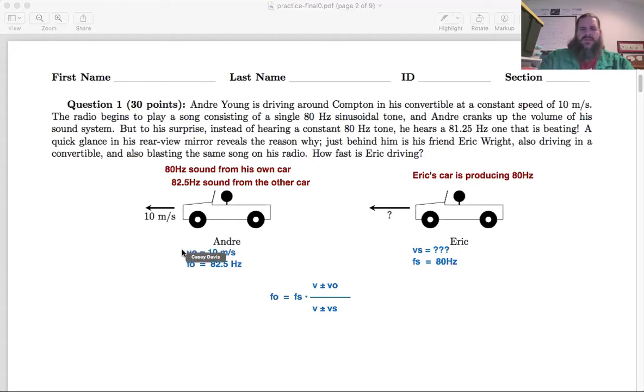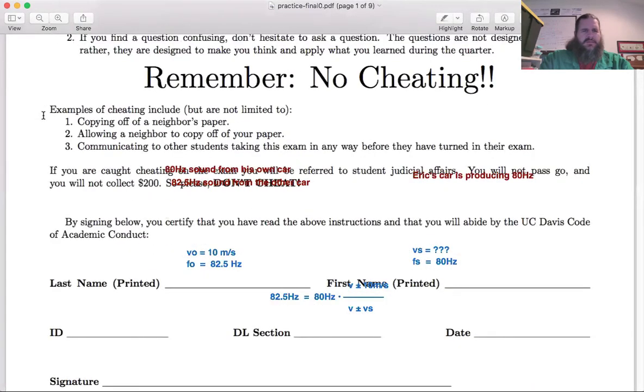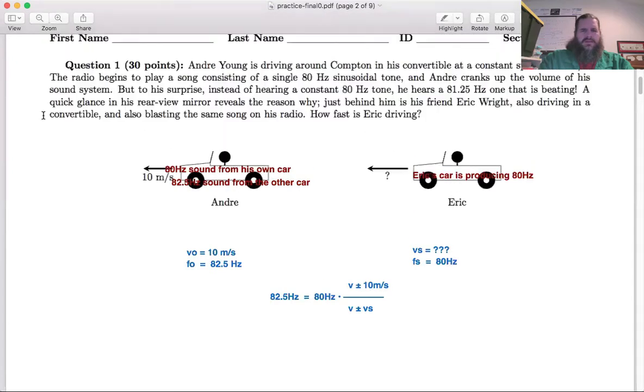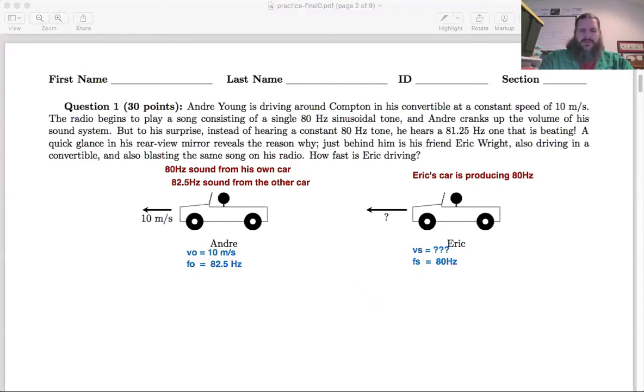So we know the speed of the observer and the frequency that the observer hears. We also know the frequency that the source is producing, but we don't know the speed that the source is moving at. So if we fill those in, we've got frequency of the source, 80, frequency observed, 82.5. Speed of the observer, 10 meters per second. Speed of the source, unknown. Speed of sound, are we using 340 for that? Did it tell us the speed of sound? Let's use 340 for consistency, since we were using 340 earlier. So 340 meters per second for speed of sound.